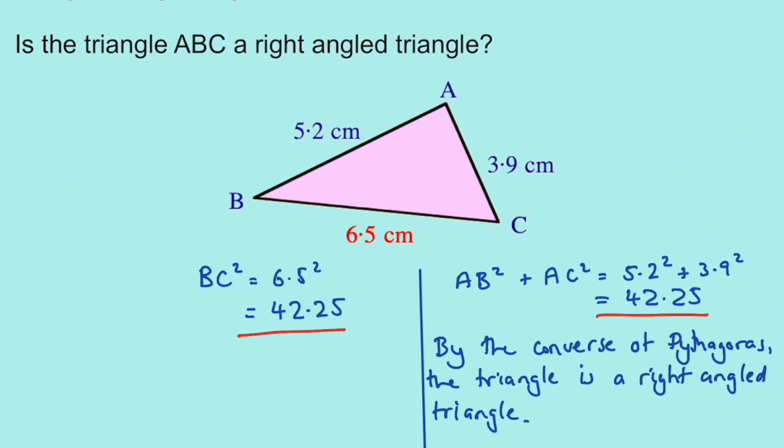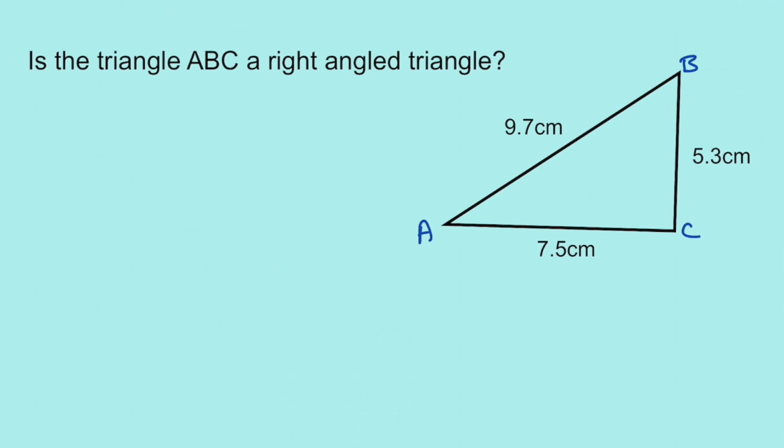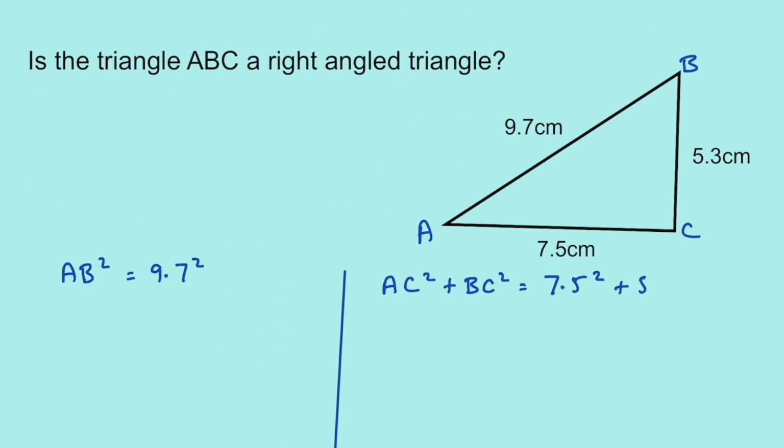So let's look at one more example. We're again being asked, is the triangle ABC here a right angled triangle? Again, just draw a line down the page. We see that the longest length in this case is this length AB here, which is 9.7. So we'll write AB squared is equal to 9.7 squared. And then we'll put the sum of the squares of the other two sides. So we'll write AC squared plus BC squared is equal to 7.5 squared plus 5.5 squared.